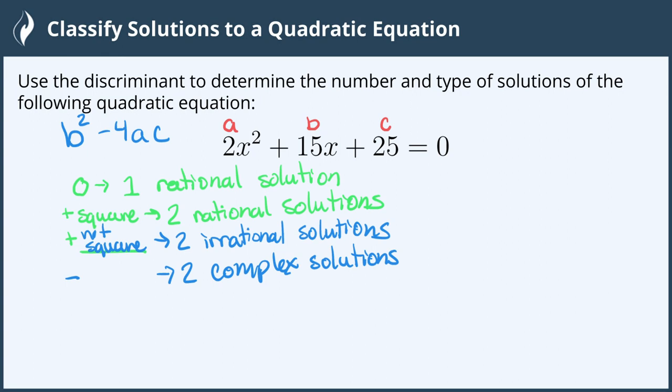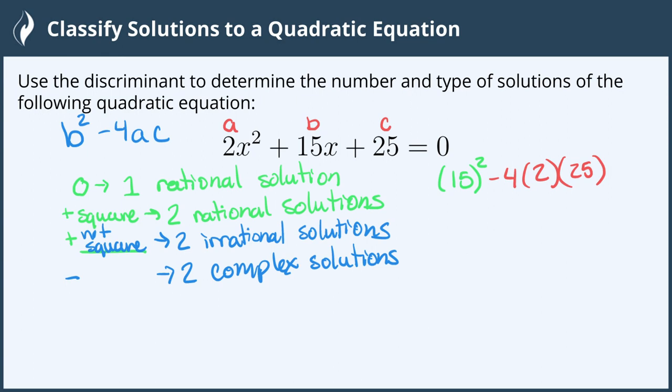And then let's go ahead and calculate it. So we'll put it into the discriminant. B is 15, so we'll substitute B, 15 squared, and making sure that every time we substitute, we put parentheses around what we're substituting into the equation. So then we have minus 4, parentheses around the A and parentheses around the C. The A is 2 and the C is 25.